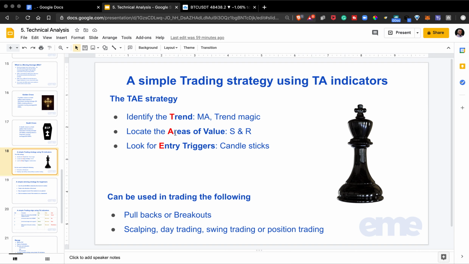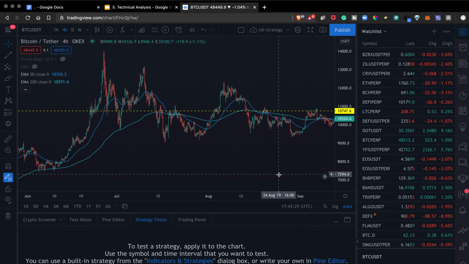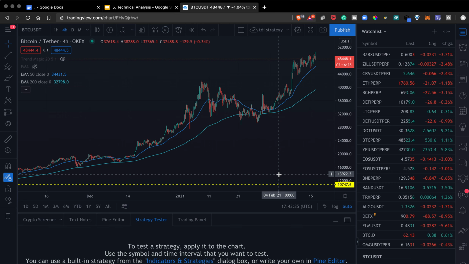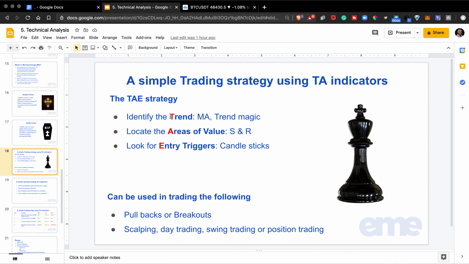Now, locate the areas of value. That's the next thing you need to do after you figure out the trend of the market. You want to figure out the trend because if the market is trending upward, you want to be buying. So this is the chart of Bitcoin right now. You can see the market is obviously trending upward. If you're looking for buying opportunities, you're more likely to make money than someone who is shorting the market. But it doesn't matter. You can make money if you're buying or selling. What I'm trying to say is that there's a greater probability of you winning if you're trading in the direction of the trend. That is why the first thing you do when you get into the market and you want to trade is identify the trend.